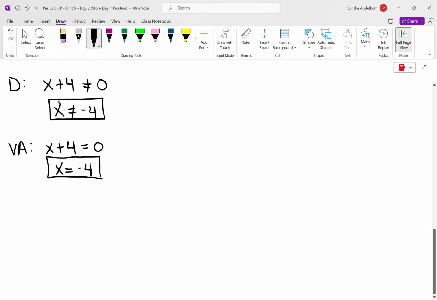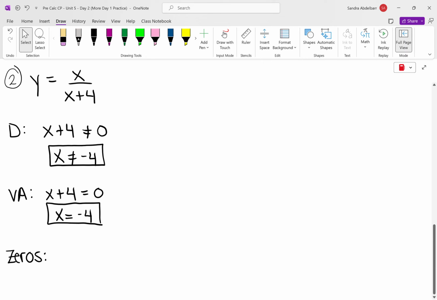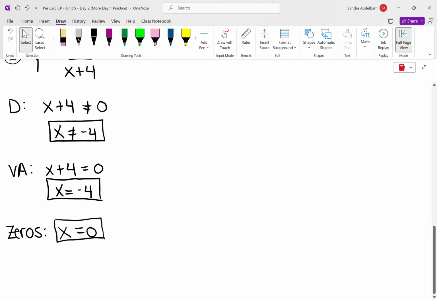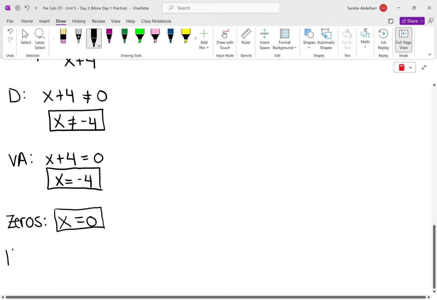So we did domain, we did vertical asymptote. Now I'm going to ask for the zeros. How do we find the zeros? Good, we set the numerator equal to 0, so we set x equal to 0, which is just that. So is there a zero here? Absolutely. So we did domain, vertical asymptote, zeros. Now it's going to be the horizontal asymptote.